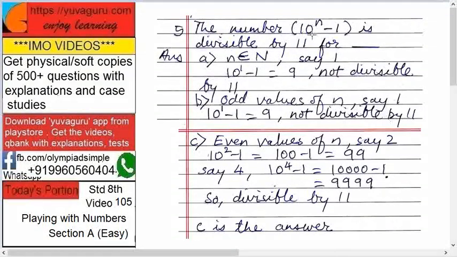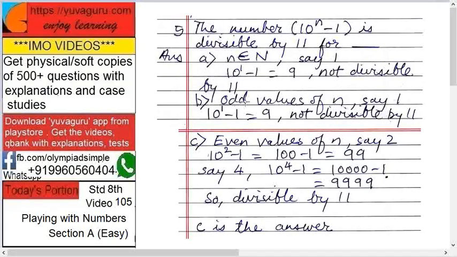The number 10 raised to n minus 1 is divisible by 11 for: first option, any natural number. Any natural number means n belongs to N, capital N. Now natural number means starting from 1, any number. So let's try with one example. 10 raised to 1 minus 1, that is 10 minus 1, 9. Is 9 divisible by 11? No. So A is wrong.